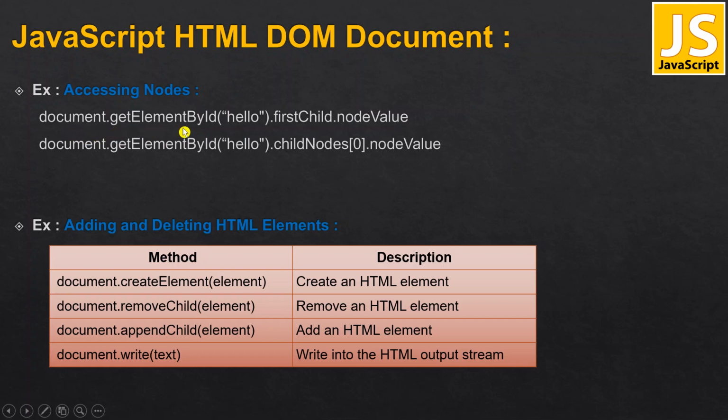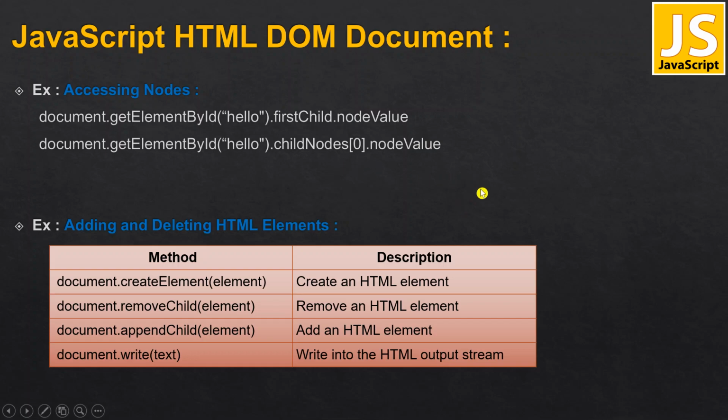Document dot getElementById. So this little bit of code will access the element whose id is hello, and then the first child. Okay, first child. So for that particular element, the first child dot nodeValue. In the concept of nodes, every element is treated as a node, and then what is inside will be treated as first child.